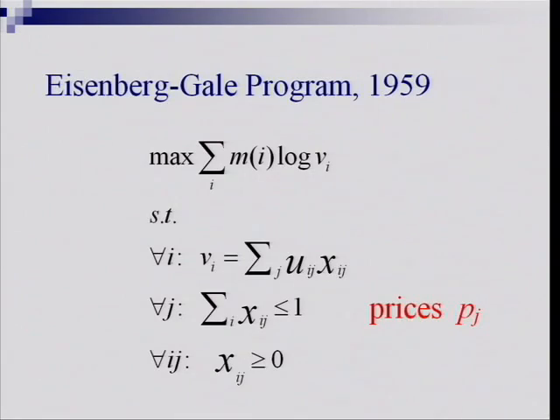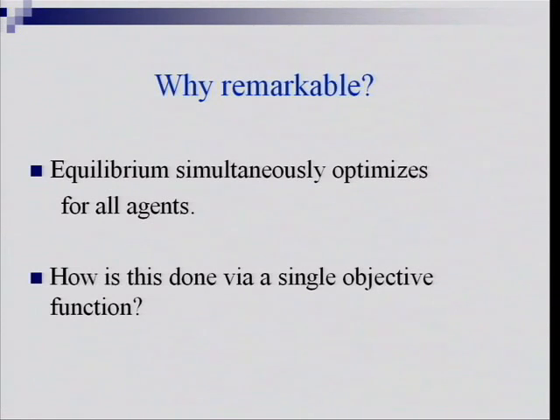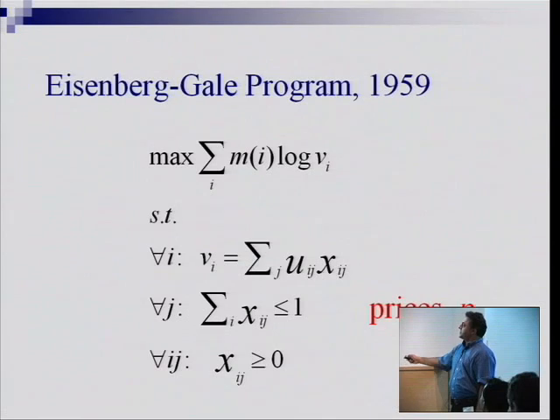But what is amazing, and why this is remarkable, is that there's a convex program that captures Fisher's linear case, because equilibrium and optimization are completely different kinds of problems. In equilibrium, every agent wants to optimize. And it is most surprising that you can do that via optimizing a single objective function as here. Okay.